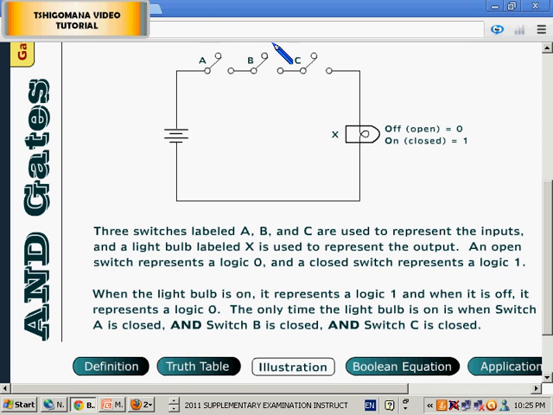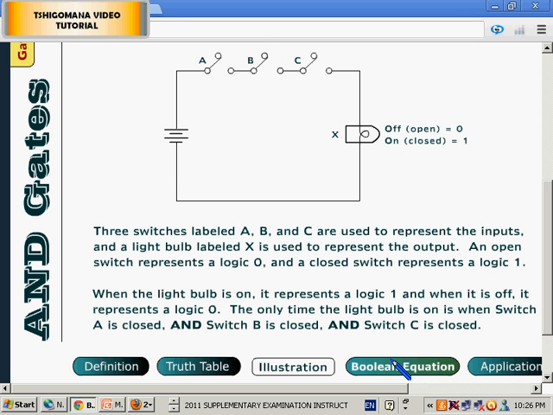Now the only time the light bulb is on is when switch A is closed and switch B is closed and switch C is closed. Remember we said that for the AND gate to produce a high output, all the inputs must be high. By high we mean all the inputs must be 1 in order to produce a 1 as the output. Let me repeat this: the only time the light bulb is on is when switch A is closed and switch B is closed and switch C is closed.